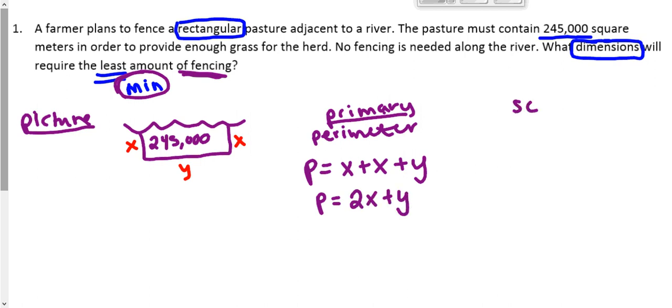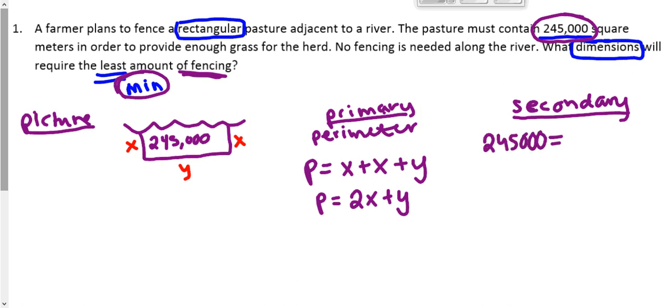Then our constraint, the thing that lets us not just guess out of all of the numbers on the earth, our secondary equation, is going to be the constraint, and that's our other number here. So we have 245,000 is going to be our area. To get area, we're usually base times height, and in this case, our base and height are just x and y.